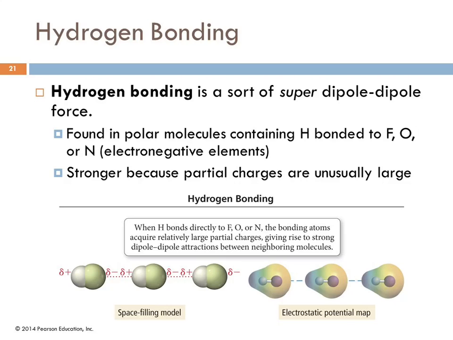But when we have a polar molecule containing hydrogen bonded to fluorine, oxygen, or nitrogen, those are the three most electronegative elements, and they're also small. Then we have extra strong dipole-dipole forces.